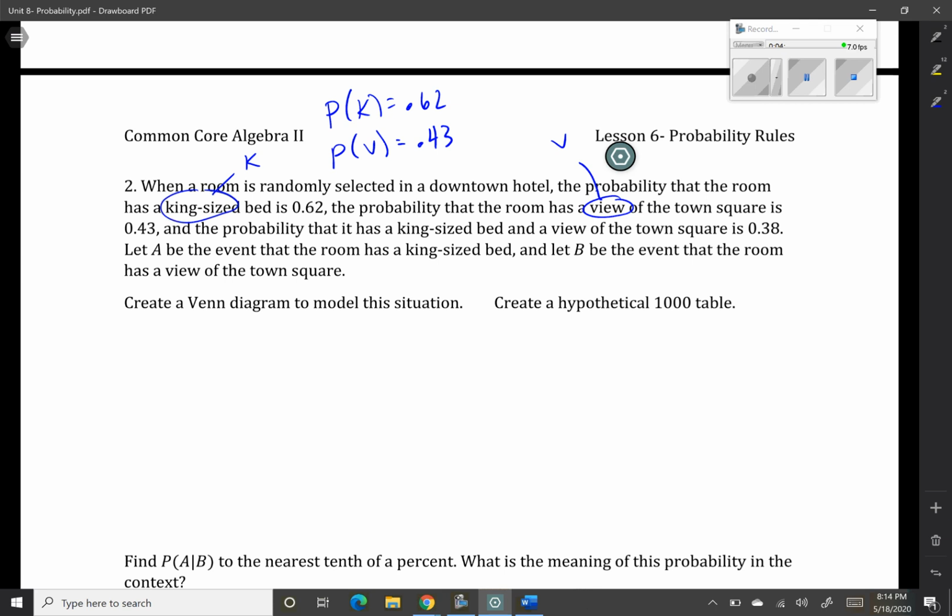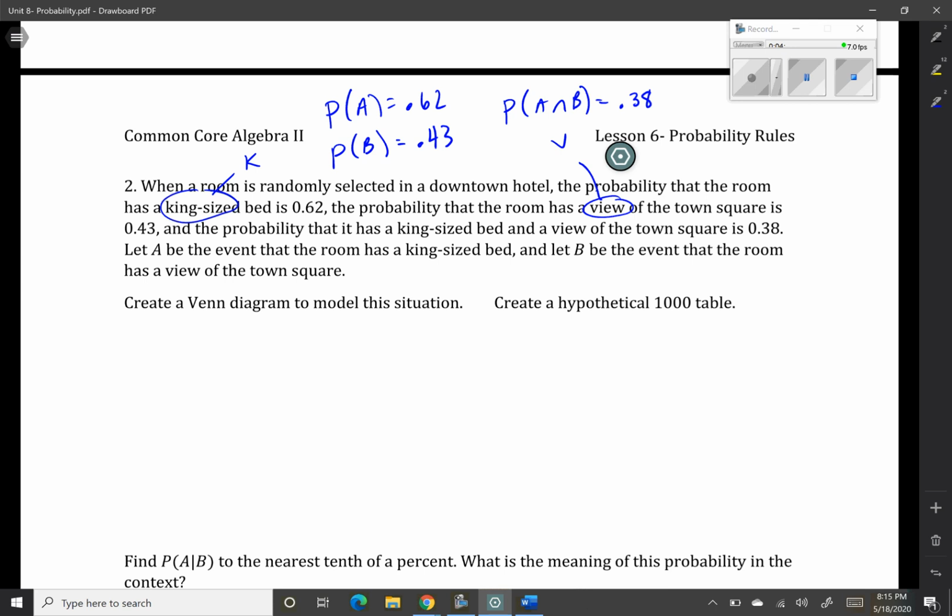It says the probability of both having a king-size bed and a view of town square is 0.38. So the probability of a king bed and having a view is 0.38. So it tells us to let A be a king-size bed, so all these K's will change to A's. And having a view be event B, so we'll change all these V's to B's, because they tell us what variables to use, so we want to use those. It says create a Venn diagram for this model.